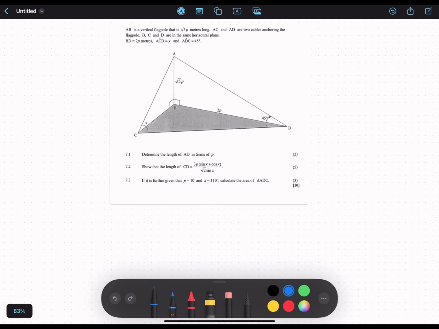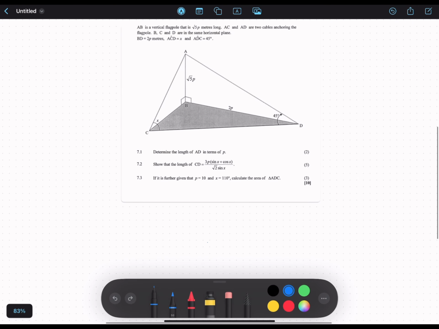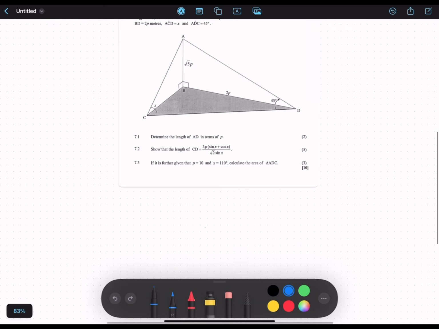So in today's video I'm going to be helping you with this problem. We are given that AB is a vertical flagpole that is 5 square root of 5p meters long. AC and AD are two cables anchoring the flagpole. B, C and D are in the same horizontal plane. BD is given by 2p meters, and angle ACD is equal to x, and angle ADC is equal to 45 degrees, right? So the first question, they say determine the length of AD.